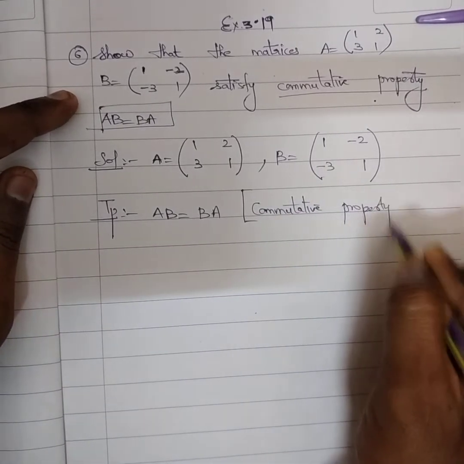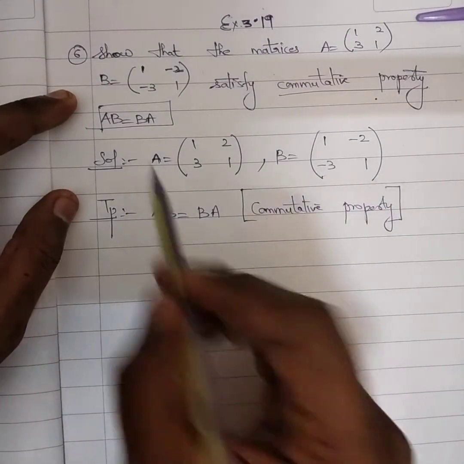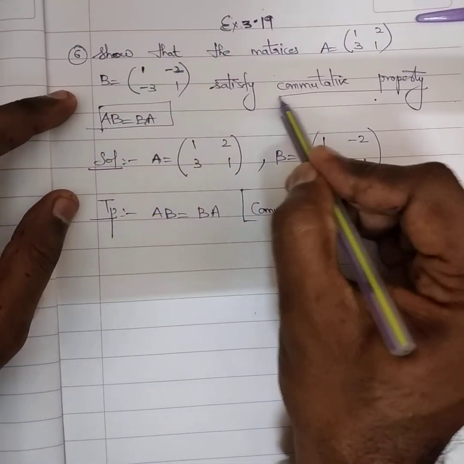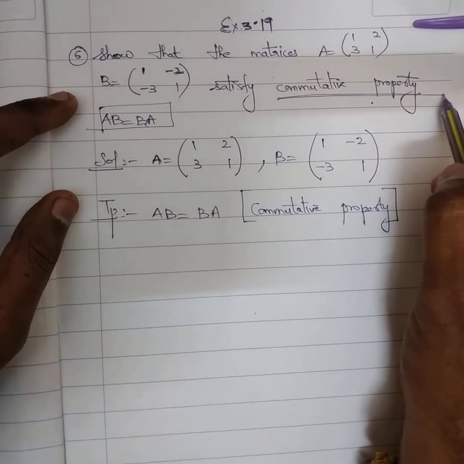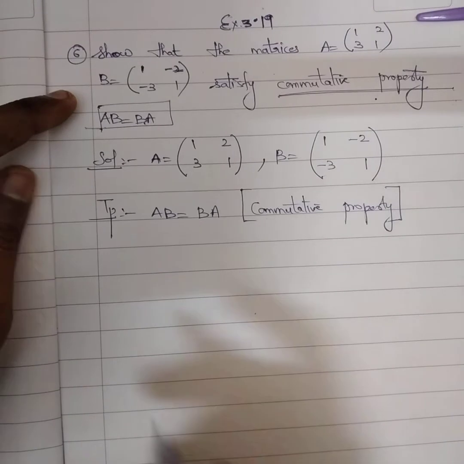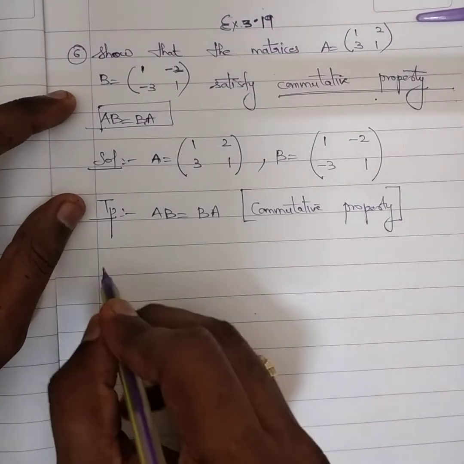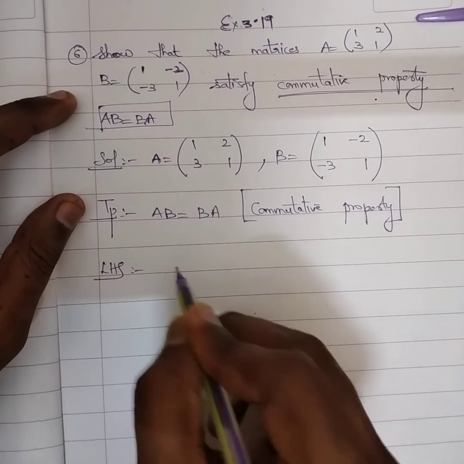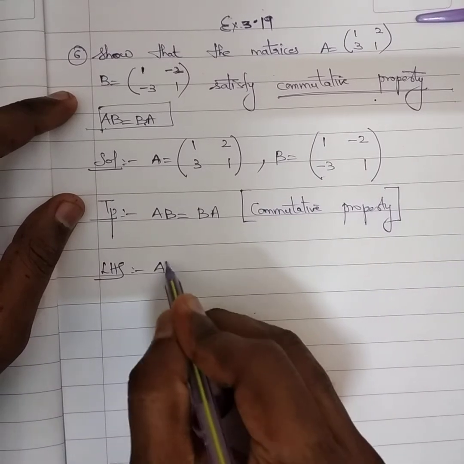Sometimes in questions they will not give AB equal to BA. They will give the question as satisfy the commutative property. You want to know that AB is equal to BA is the commutative property. So I am going to take the LHS. What is the LHS? The LHS is nothing but AB.